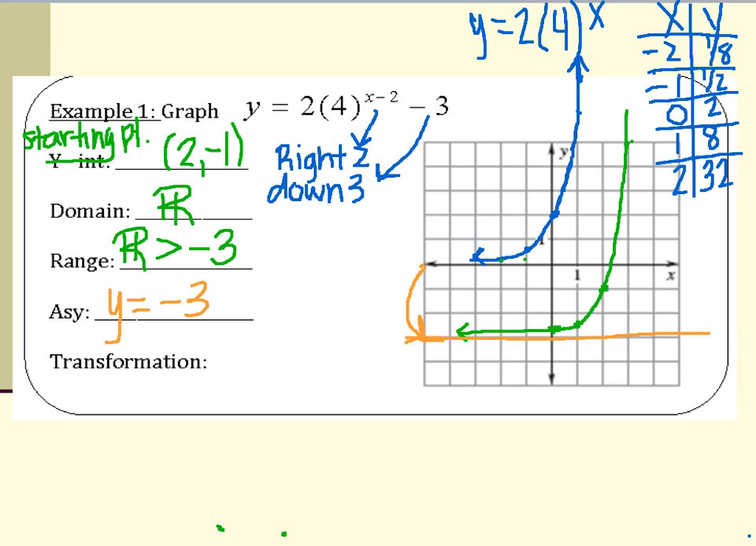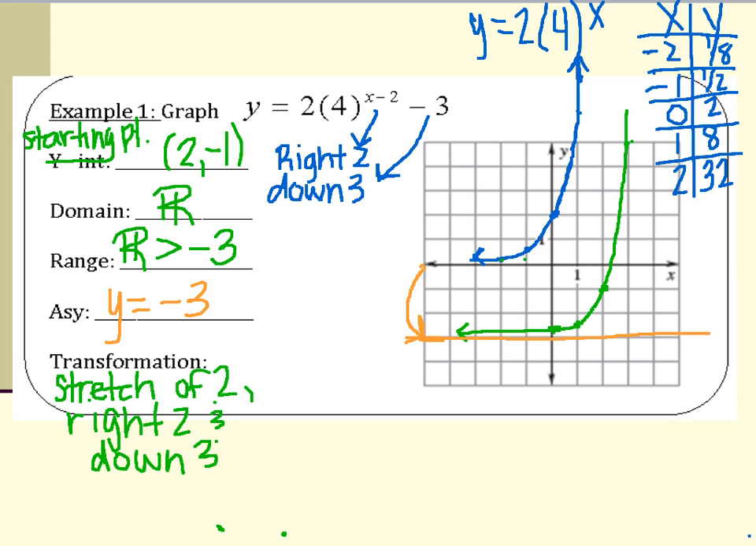To find our transformation, we can still look at our original point here, our y-intercept, and 0, 1 would be right here, so that would be a stretch of 2, but then we also have to include that we went right 2 and down 3. So our transformation, we're going to say a stretch of 2. Then we're also going to include right 2 and down 3. Okay, there's our transformation.